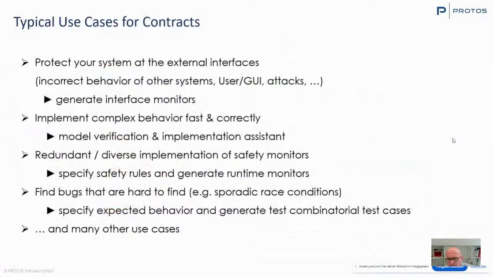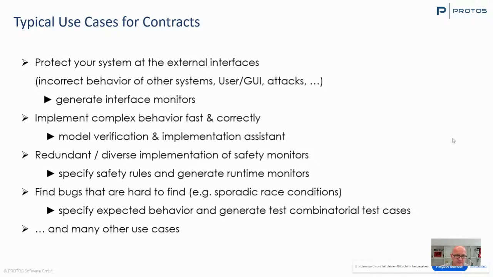What are the typical use cases for those contracts now? You can protect your system at the external interfaces. So, for example, incorrect behavior of other systems, like user behavior at a graphical user interface. It could also be an attack, or just a wrong behavior of another system. So, for example, in a crane that uses a lubrication pump with a safety critical, if the crane does not behave correctly, the lubrication pump cannot work correctly.